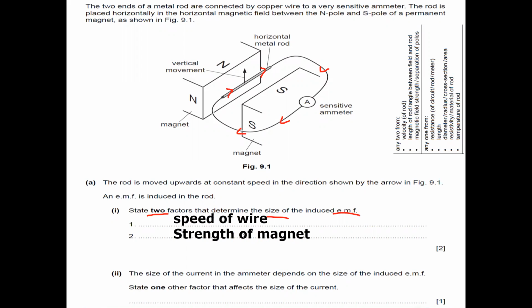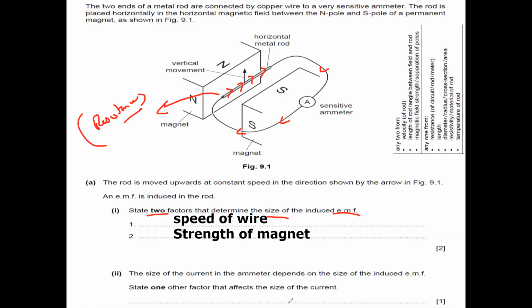Then the size of a current in the ammeter depends on the size of induced EMF. State one other factor on which the size of current depends. Like how much current is produced, that depends on how we are changing a magnetic field, and what else the current produced depends on. It depends on the resistance of this wire or resistance of the rod. Because if a rod is having more resistance, then current produced will be smaller. If the rod is having less resistance, then current produced will be higher. So we can mention resistance indirectly, we can mention size of the wire, because longer wires have more resistance. So all the factors lead to a change in resistance.